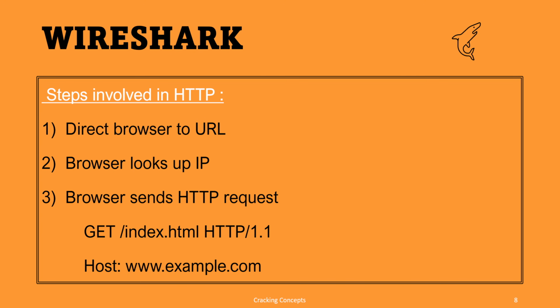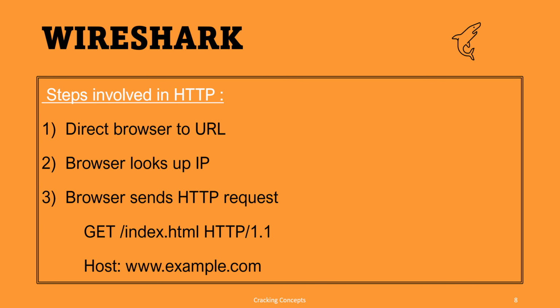Starting with the first step being directing the browser to the particular URL. The user types a URL, which is Uniform Resource Locator, in the browser or follows a link from an already opened page. A URL usually starts with HTTP or HTTPS. This is a signal to the browser that it needs to use HTTP or HTTPS to fetch the document for that URL.